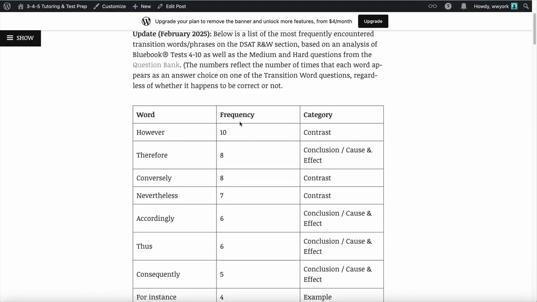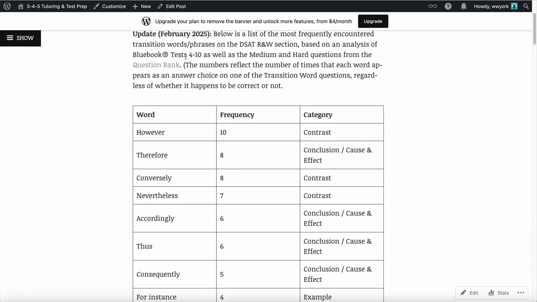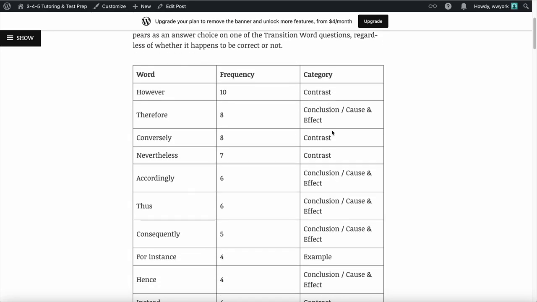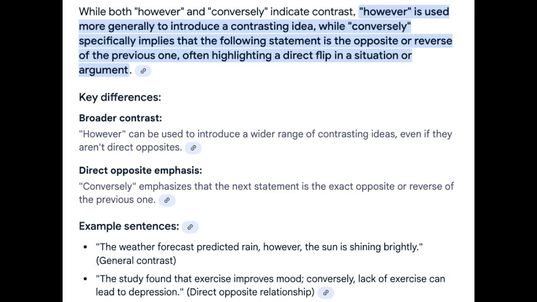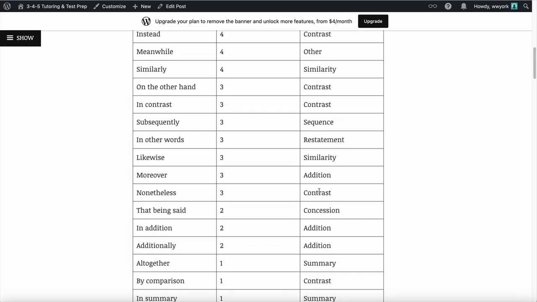And so what this means here is that the word however, the most common one in the answer choices, appears 10 times across these various test questions and question bank questions. And then I put category here. I don't mean to suggest that everything in a single category is synonymous. Like however and conversely, even though they both indicate a sort of contrast, they're not necessarily identical. On the other hand, nevertheless and nonetheless, I would say pretty much are identical.